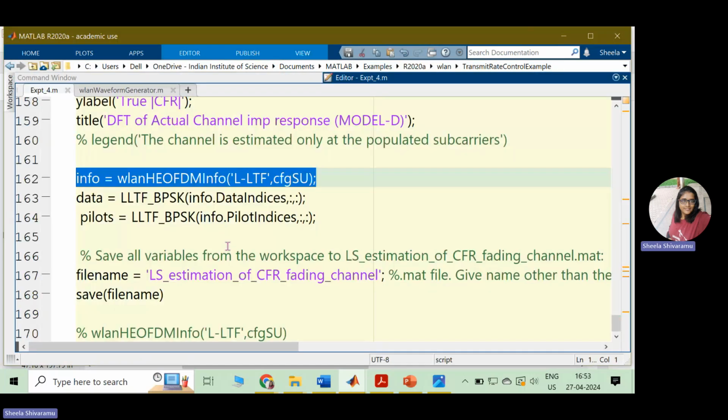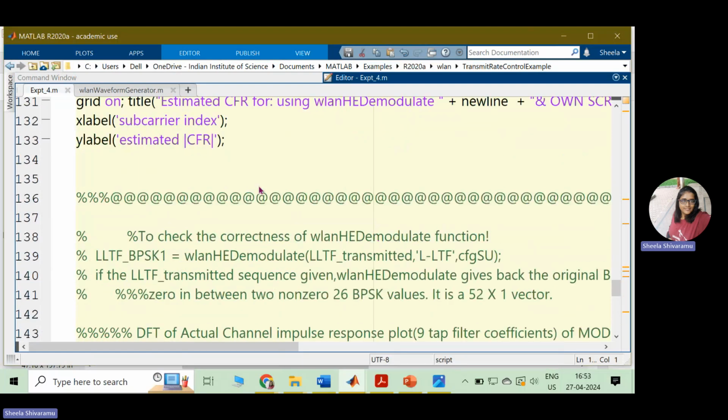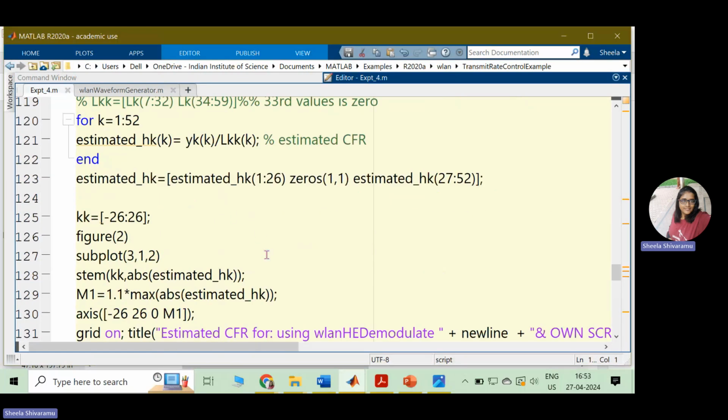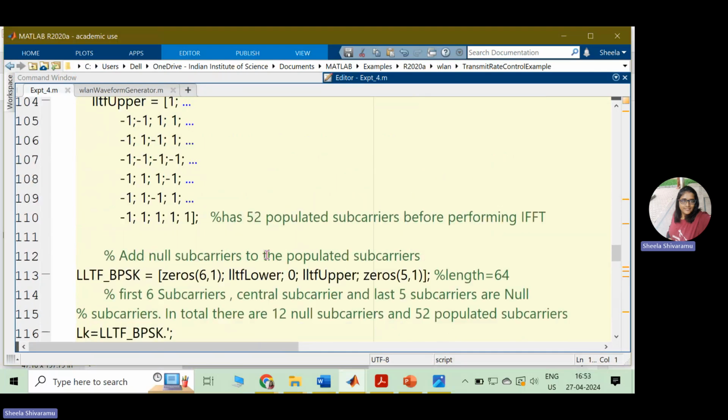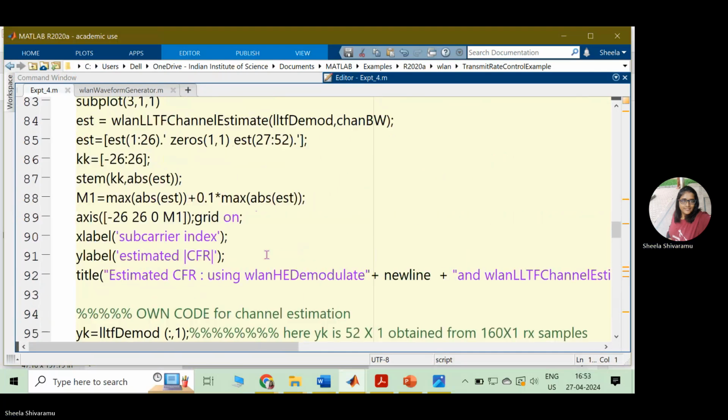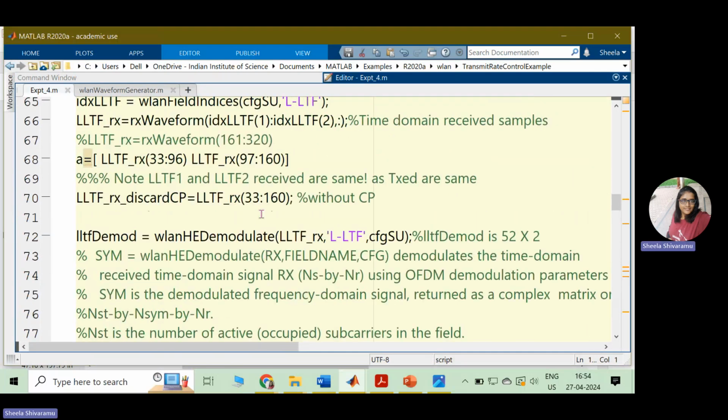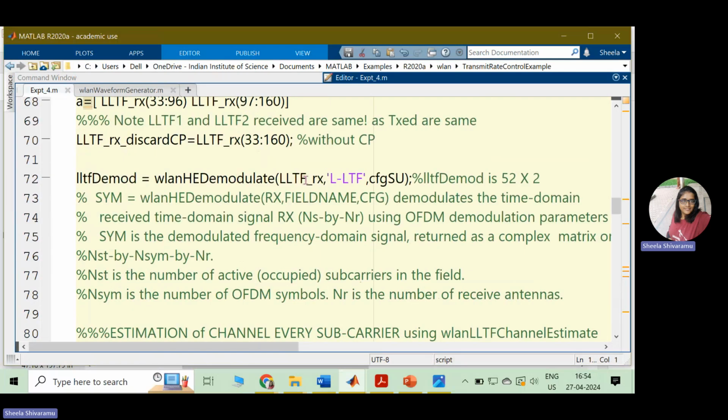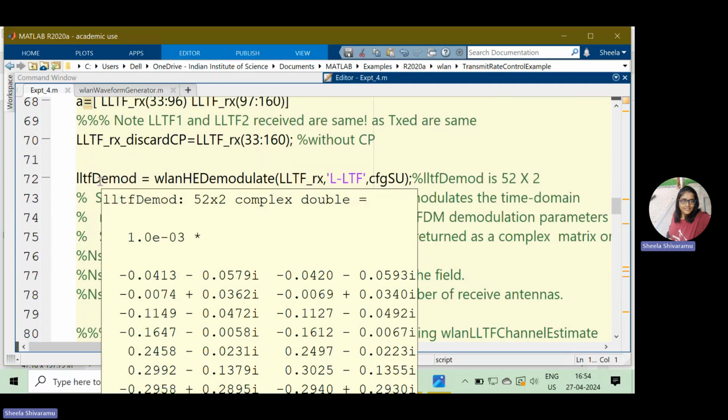So coming back, please remember those things. It is a 64-point FFT and 52 occupied subcarriers, which includes pilot as well as data subcarriers. So when you send the LLTF RX, WLAN HE demodulator does the FFT, and the LLTF demodulate output is 52 cross 2. As I told, 52 is the number of occupied subcarriers.